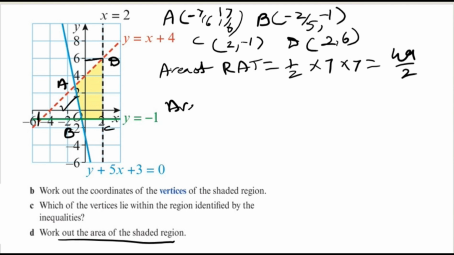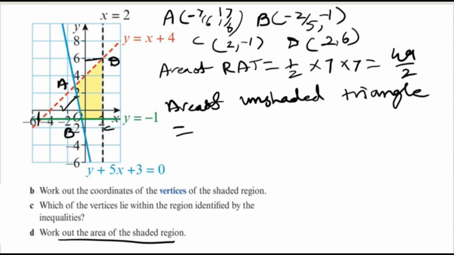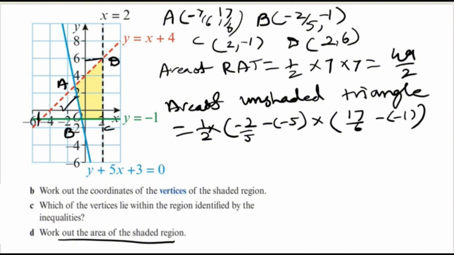Now, area of the unshaded triangle, which is the smaller one. To find the base, I can use the coordinates, so I can use -2/5 minus -5. To find the height, I can use 17/6 minus -1. So when you simplify, it will give you 529/60. So this will give me the area of the small triangle.